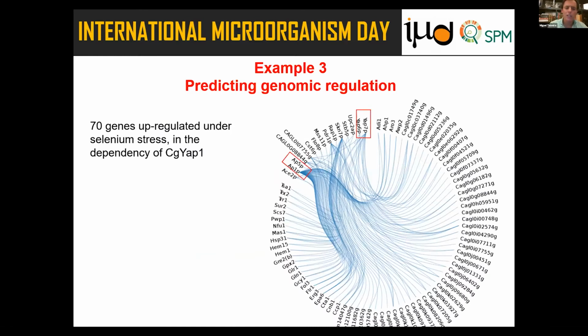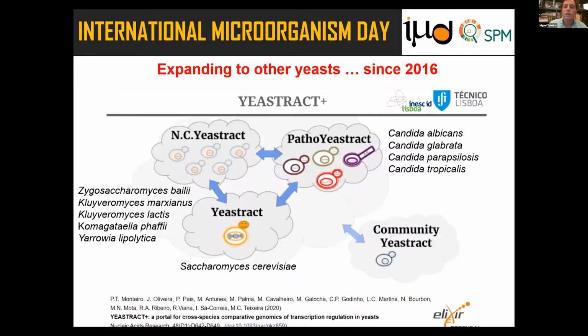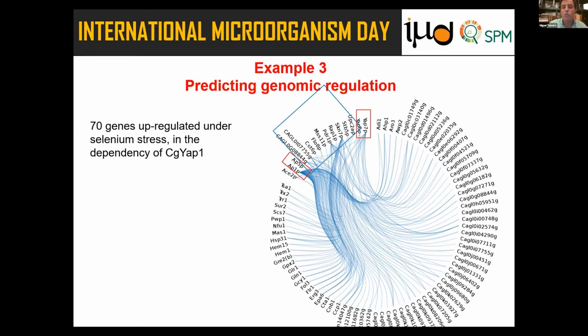And I'm highlighting in this data set, what the authors that published this data set did was to identify these 4 transcription factors highlighted in red here as the regulators of this number of target genes. But by looking at the information in Yeastract, we can see that 10 other transcription factors should also be considered as regulators of this data set and may play a role in this transcriptional response as well.